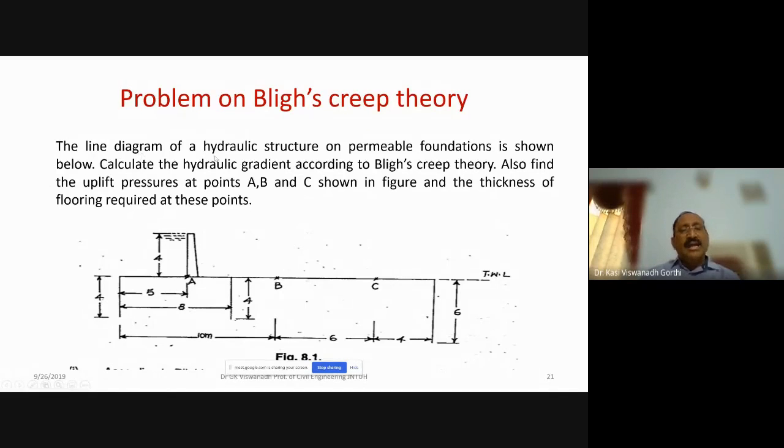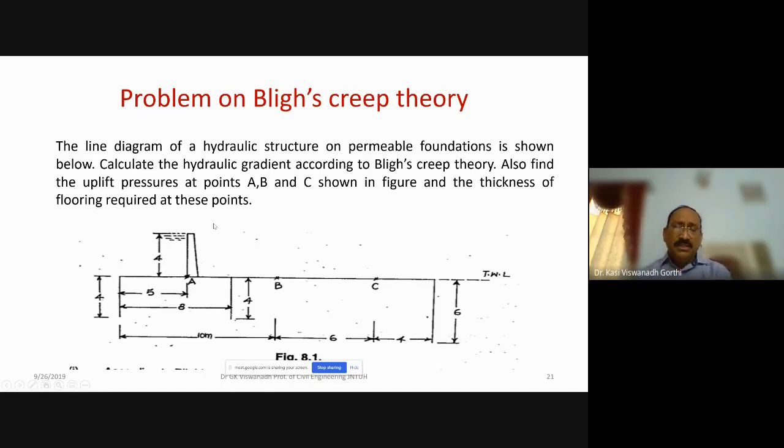The line diagram of a hydraulic structure on permeable foundation is shown below. I'll be reading again. The line diagram of a hydraulic structure on permeable foundation is shown below. So the hydraulic structure here is a weir. In the figure, this is the weir which has been provided on a permeable foundation, having an upstream length of the foundation as well as a downstream length of the foundation. Calculate the hydraulic gradient according to Bligh's creep theory. Also find the uplift pressures at the points A, B, and C shown in the figure and the thickness of the floor required at these points.